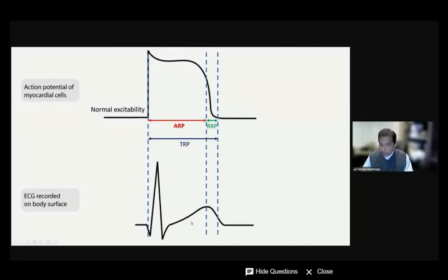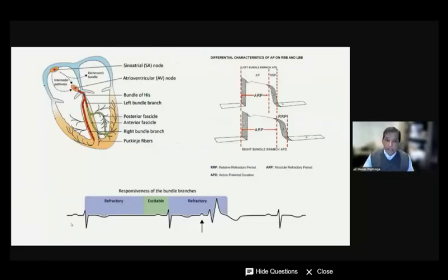So what happens is, let's say the first sinus beat is conducted here. So this sinus beat is conducted. As soon as you get the QRS complex, think about the ventricle, there's a refractory period. And once you get over the refractory period, you get the next excitable period, and then it can conduct.